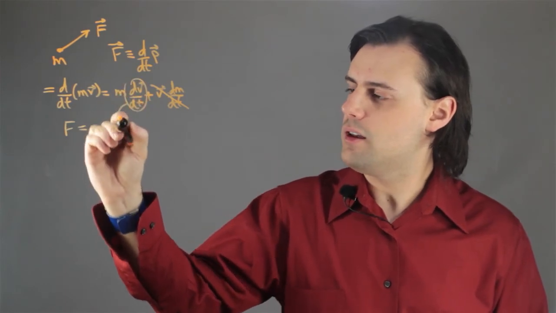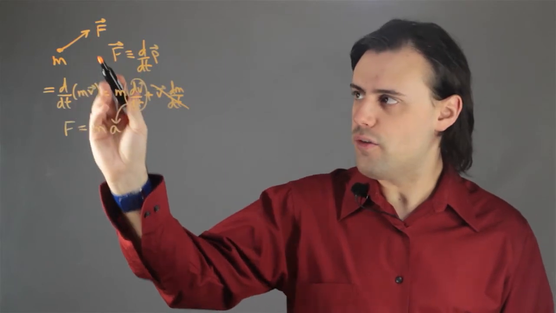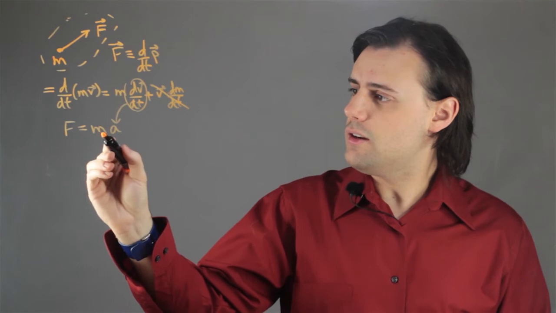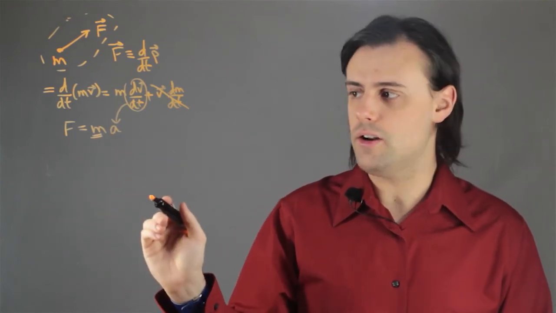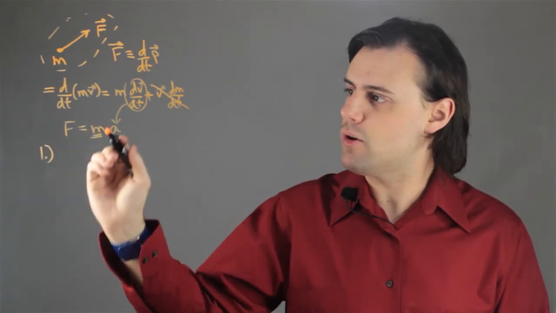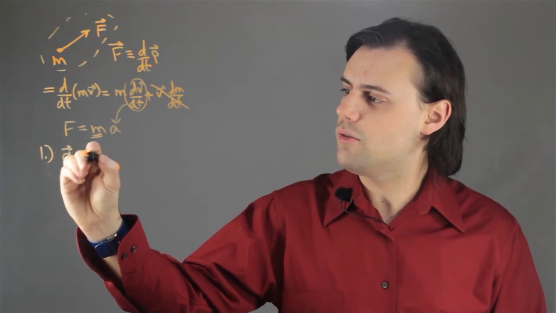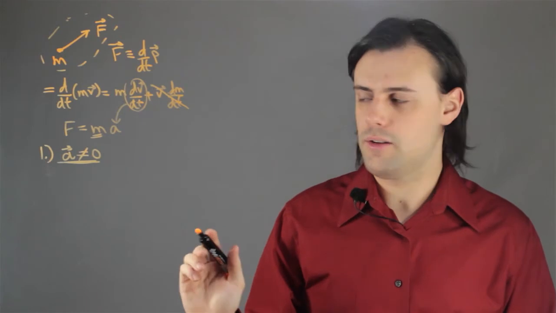So if we have a non-zero or unbalanced force in our physical system, and this is constant, that implies that the acceleration will be non-zero. So that is the first of 3 ways in which the motion will be changed. The acceleration is not equal to 0, so the object will accelerate.